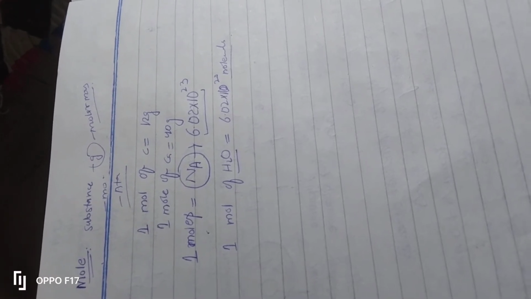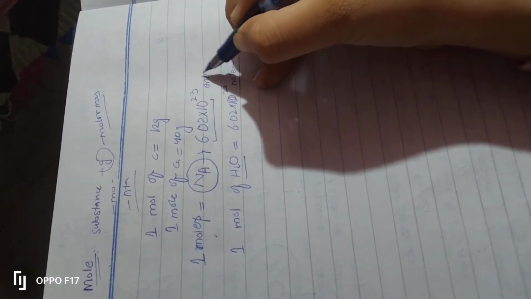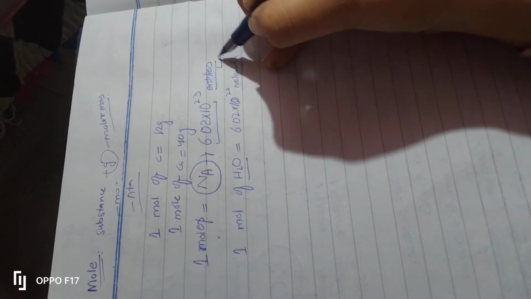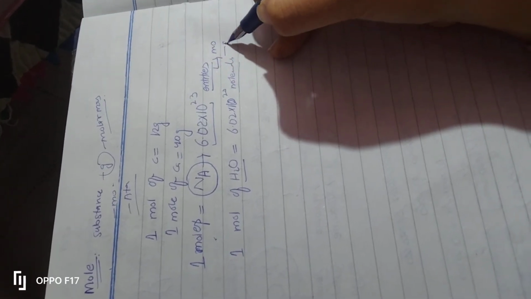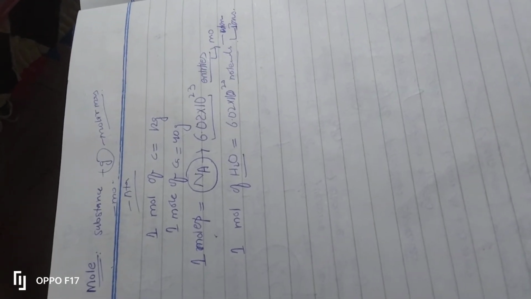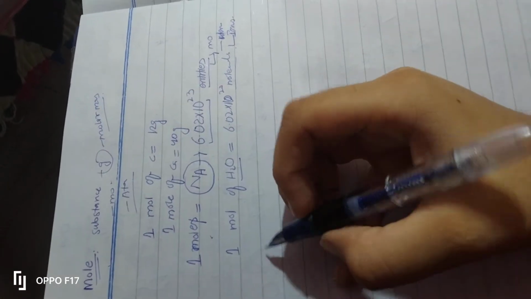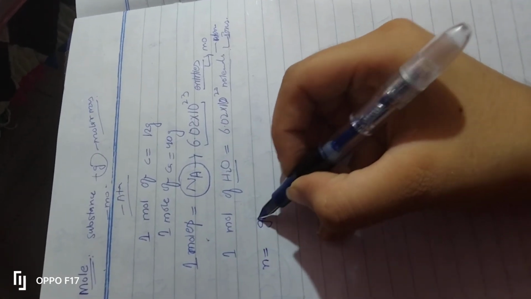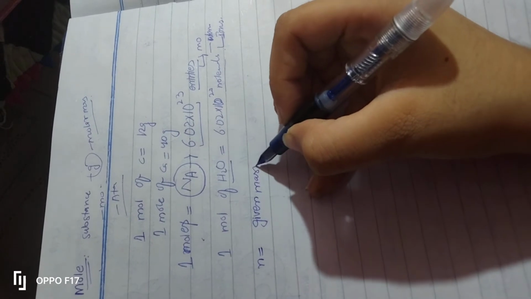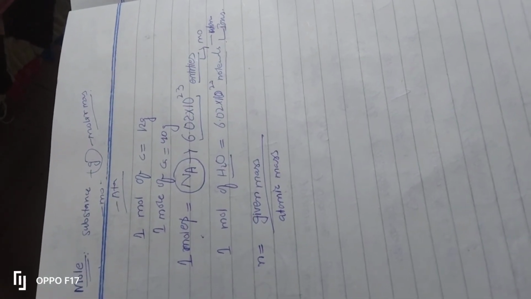It's quite simple: if we write entities in general, note that they can be molecules, atoms, or ions too, whatever they can be. So now we will look at the formula for how to find the number of moles. We have the formula n is equal to given mass divided by atomic mass, or it can be molecular mass or formula mass, whatever applies.